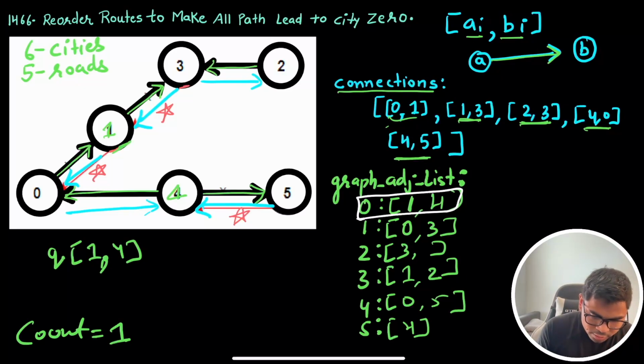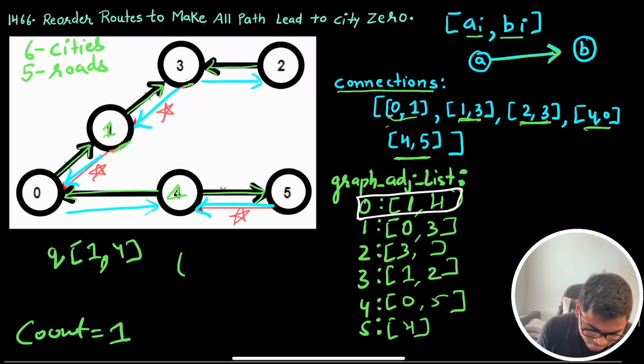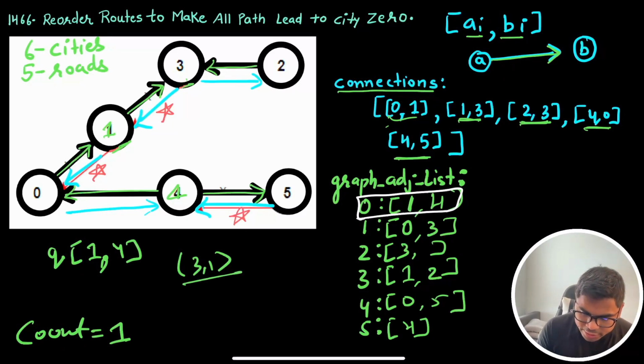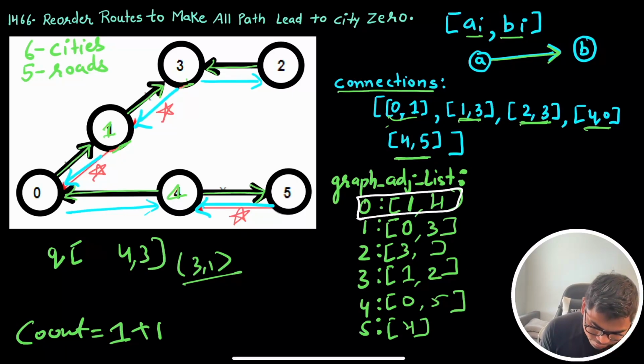So 1, the only one neighbor is 3. Well, now we'll check. Was there the road from neighbor to this node 1, so 3 to 1, was this present in my connections? Well, no. So I'll again add this to my count, then I'll add 3 to my queue so that I can explore it. So 4 and 3. Now we are done visiting 1, so let me clear this up.